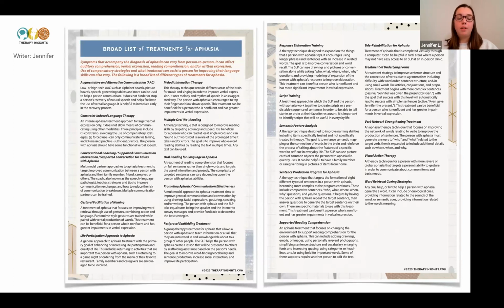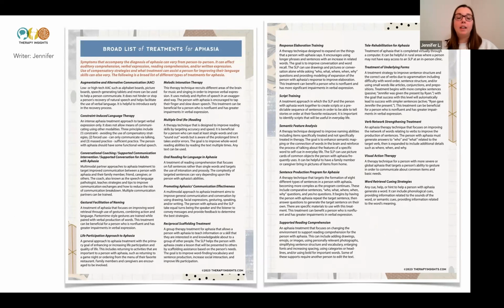One that you may be familiar with also is melodic intonation therapy. This is a technique that uses different parts of the brain that are more involved in music and singing to help improve verbal expression by implementing more melody and rhythm into our speech in an exaggerated way. The person with aphasia is also encouraged to tap their fingers to help slow their rate of speech as well.